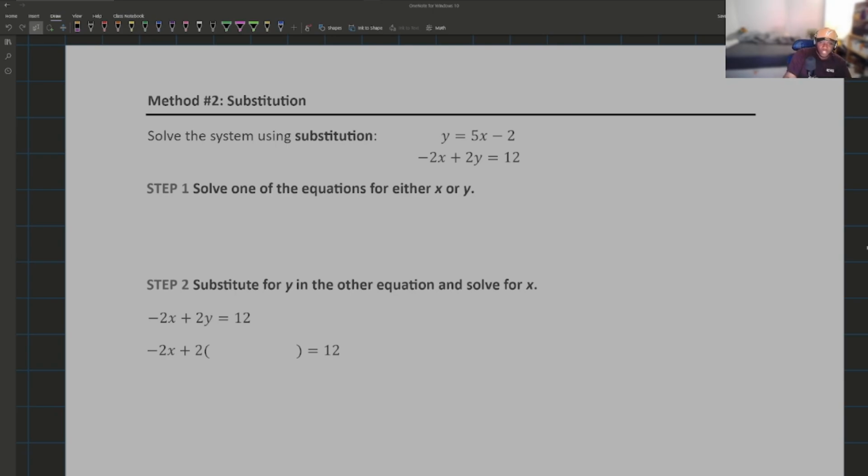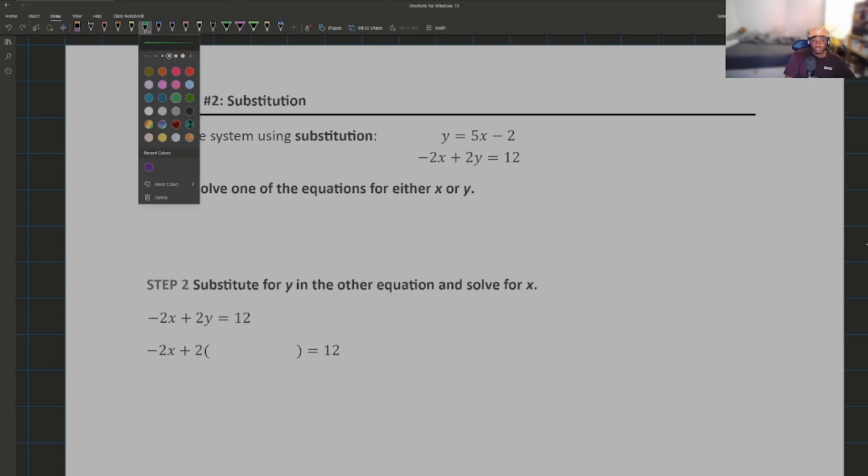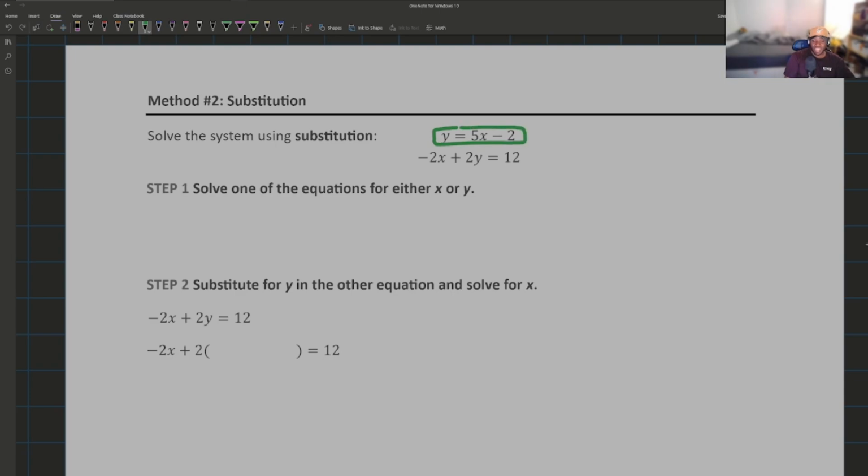Okay? So, solving with substitution. You'll notice here step one says we have to solve one of the equations for either x or y. So what that tells you is that solving by substitution is really easy when one of the equations in your system is in slope-intercept form, like the one you see here. It says y equals 5x minus 2. That's already taken care of for us, right? We know that the value of y in this case is that it is equal to 5x minus 2.